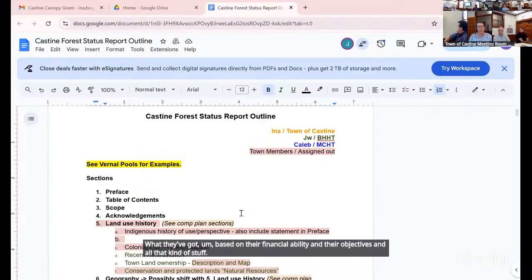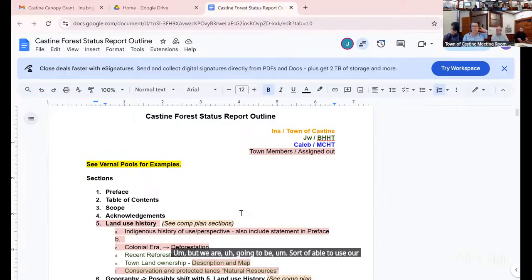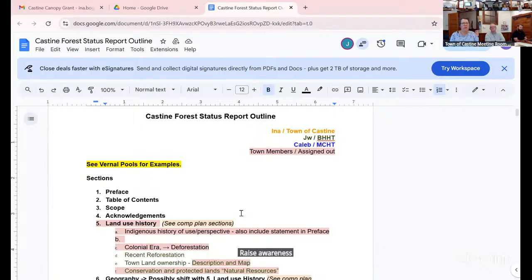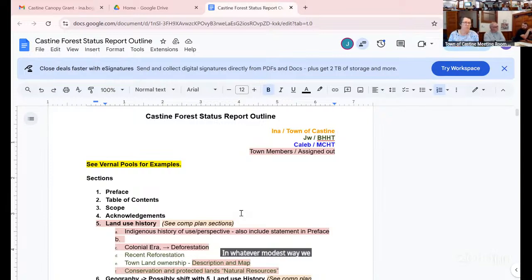We're not telling anybody what to do, but we are going to be able to use our public wooded spaces to raise awareness and advocate for better practices to help promote healthy and resilient forests across Castine in whatever modest way we can. So that's the objective.